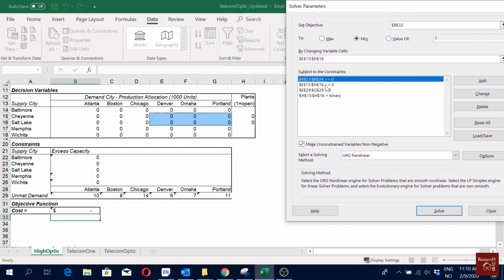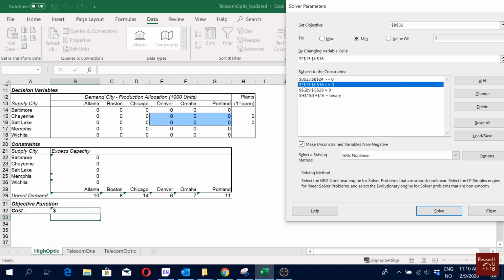So the first constraint is B23 and B24 should be greater than or equal to 0. So we have B23 and B24, these are our excess capacity. They should be greater than or equal to 0. So it means that we can either use all of our capacity or we can have excess capacity, but we cannot have negative capacity, right?